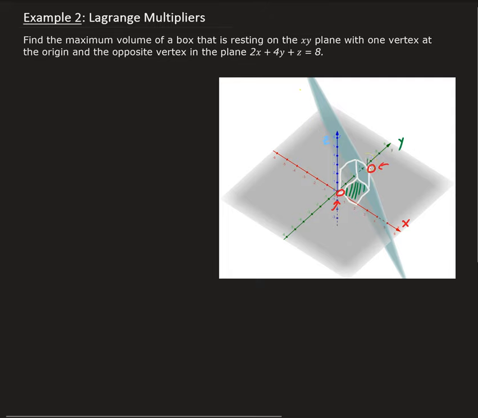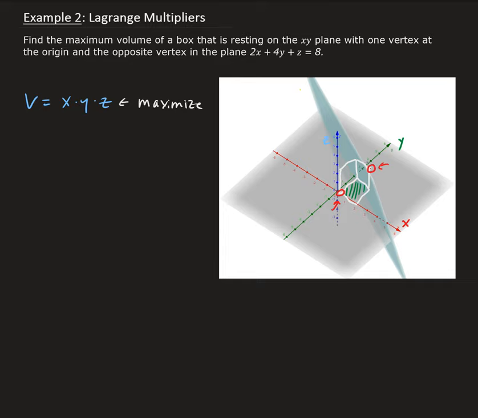So let's set up our equations. This is an optimization problem, so in this case, we're going to use Lagrange multipliers. The volume, let's use V as the volume, is going to be x times y times z. This is our primary equation, and this is what we want to maximize.